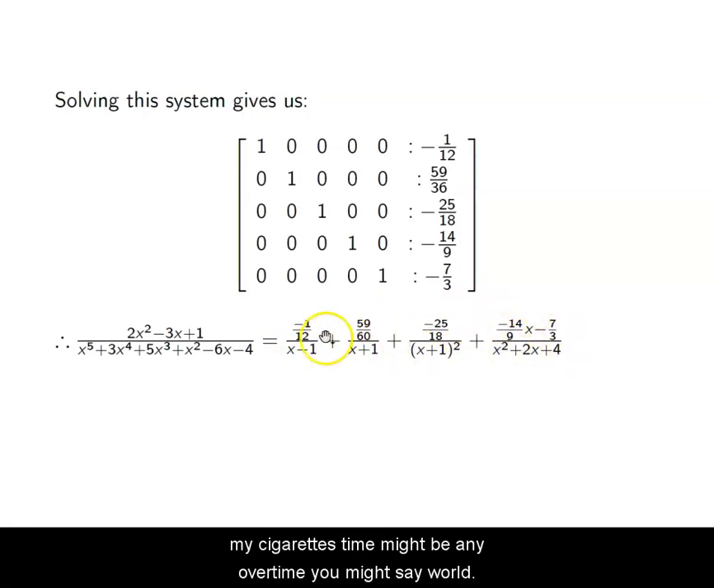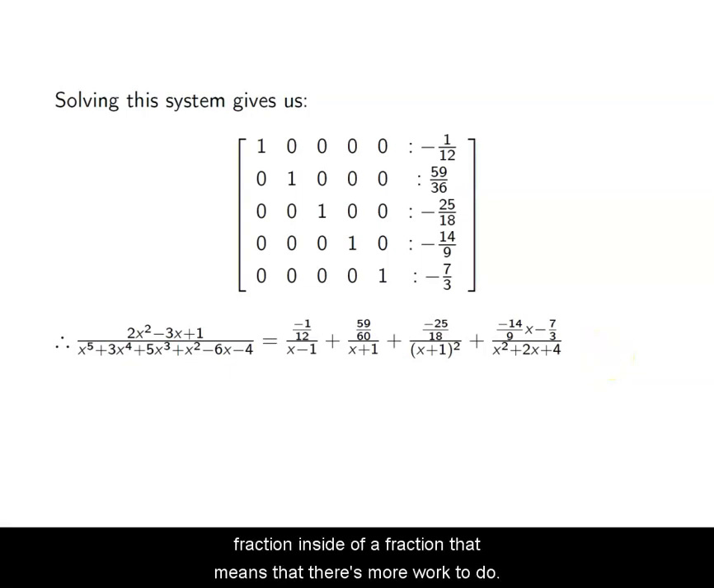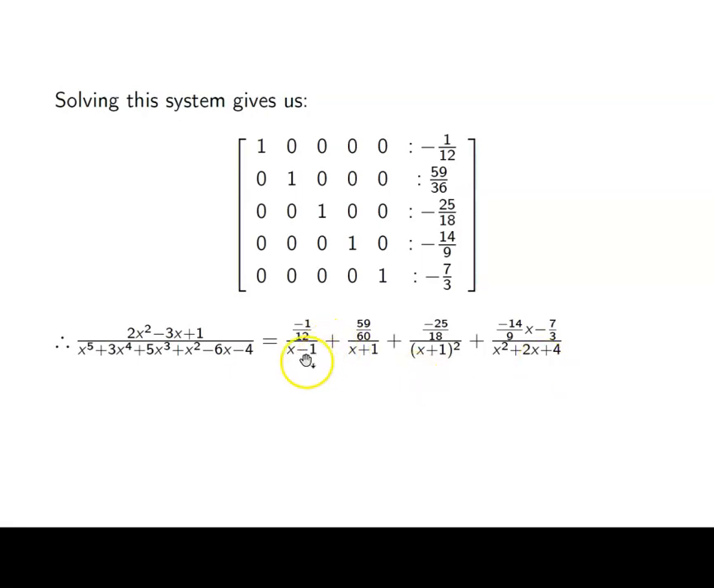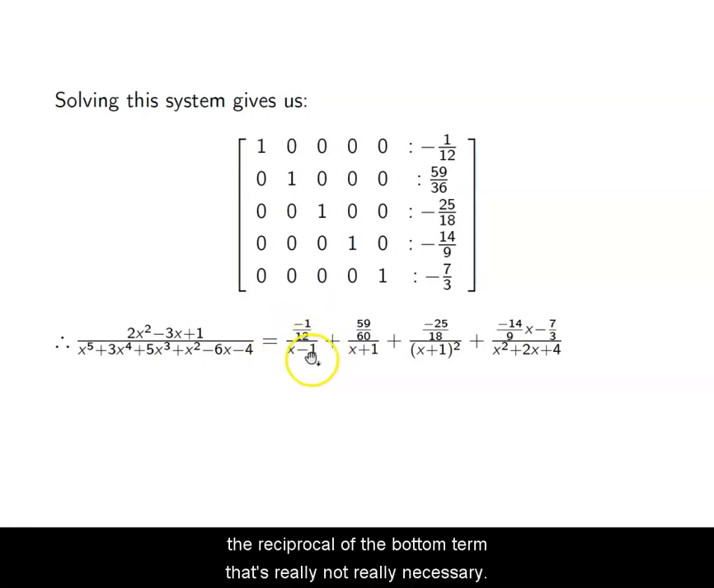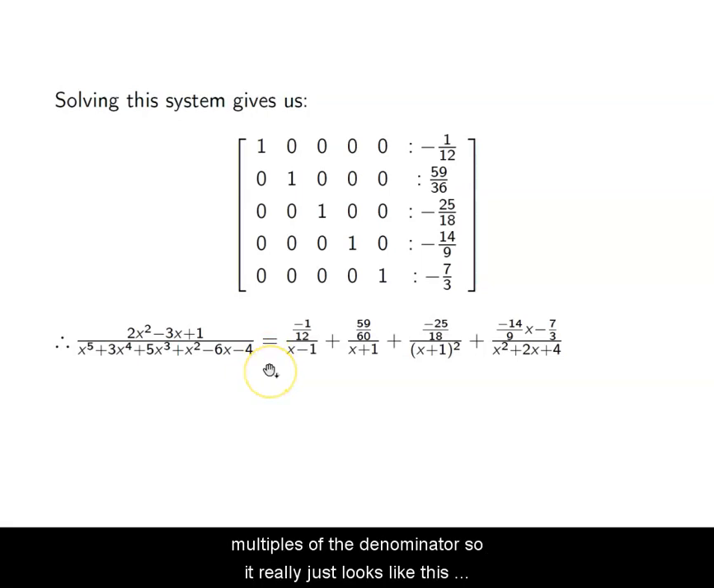And you might say, well, dang, Professor Williams, that's ugly. That's fine. We need to simplify. Never leave me a fraction inside of a fraction. That means that there's more work to do. This denominator, you can think about as dividing denominators. You can think about this as multiplying by the reciprocal of the bottom term. And that's really not necessary. These are multiples. This denominator here will just move to the bottom. So just move these denominators to multiples of the denominator. So it really just looks like this.